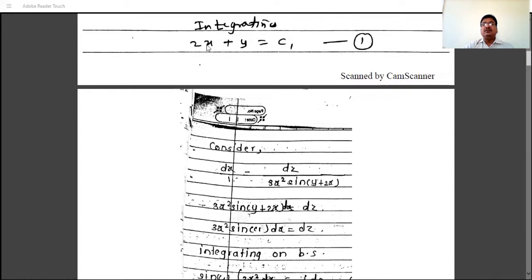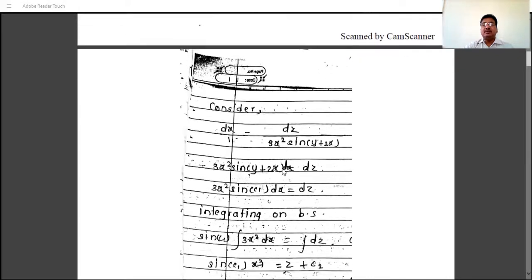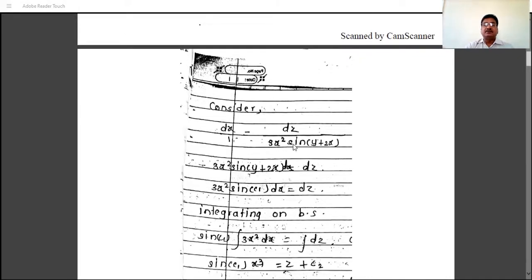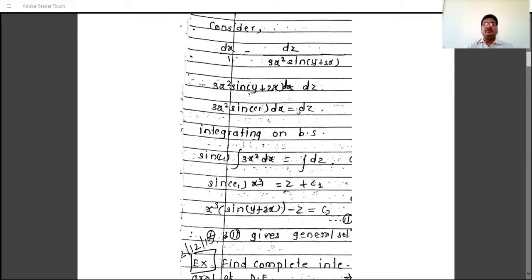We have 2x + y as c1, that is, we use the first solution to obtain the second solution. So 3x² sin(y + 2x), with y + 2x as c1, and then dx/1 = dz/(3x² sin(y + 2x)).